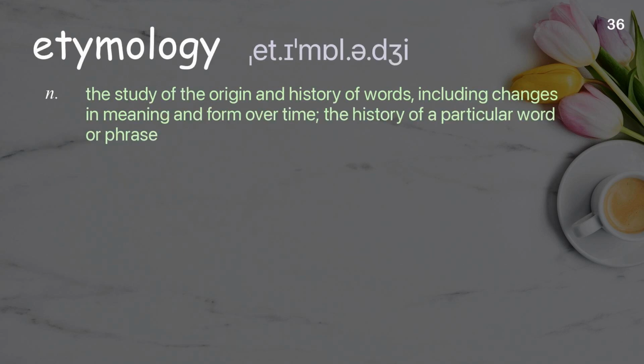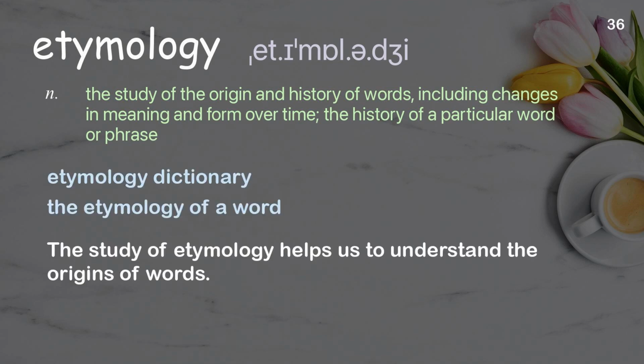Etymology. The study of the origin and history of words, including changes in meaning and form over time, the history of a particular word or phrase. Examples: Etymology dictionary. The etymology of a word. The study of etymology helps us to understand the origins of words.